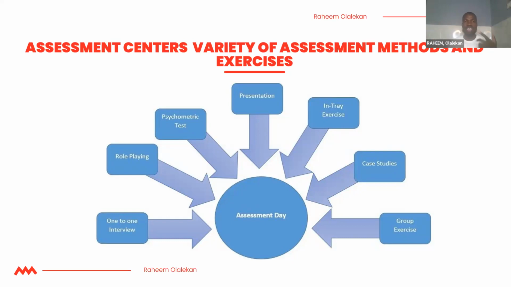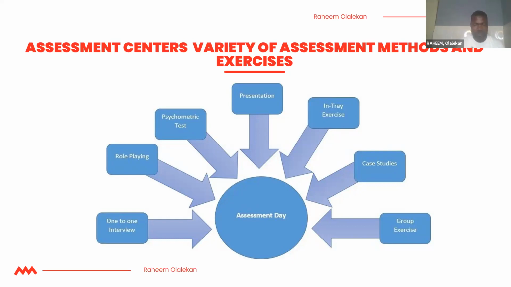Another one is the psychometric test. The psychometric test is used to ensure that you get a psychoanalysis of the candidate. You get to realize that these candidates possess the psychological traits that are required for that role or possibly for that leadership position.